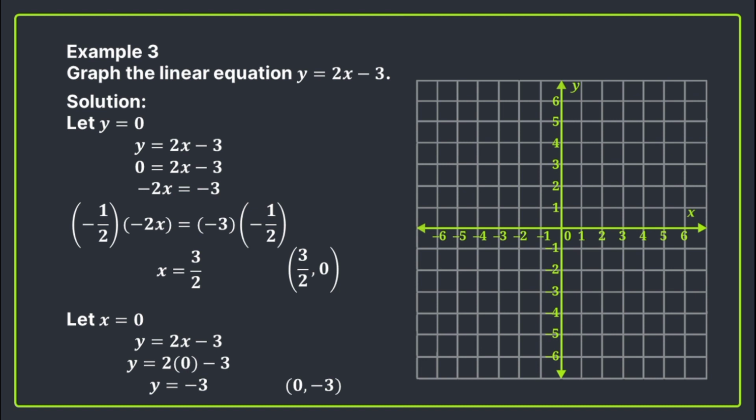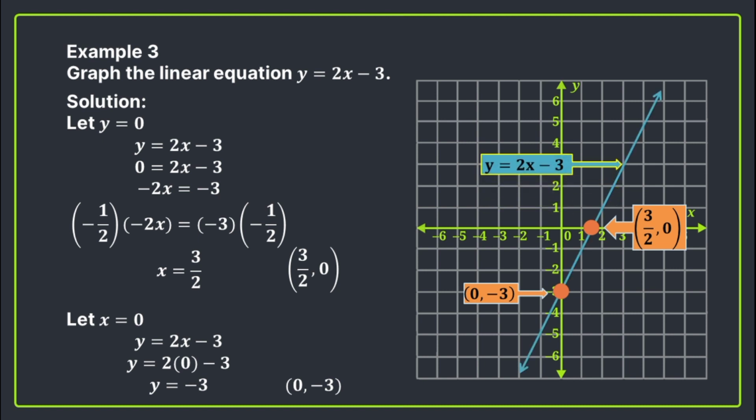Since we have now the 2 points, we will plot the points in the Cartesian plane. So (3 halves, 0) is located at the x-axis, or the horizontal line, and the point (0, negative 3) is located at the y-axis, or the vertical line. So this is the graph for y equals 2x minus 3. This is how we graph using the x and y intercepts.